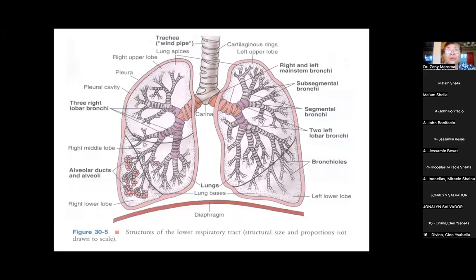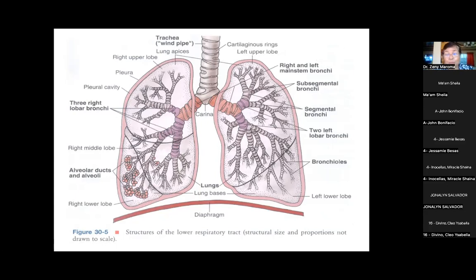And our intrapleural pressure now will increase from 755 to 757. Okay? And lungs will decrease in size. And intrapulmonic pressure will rise to 763. Kaya air lalabas from higher to lower pressure. Carbon dioxide is excreted. Okay.